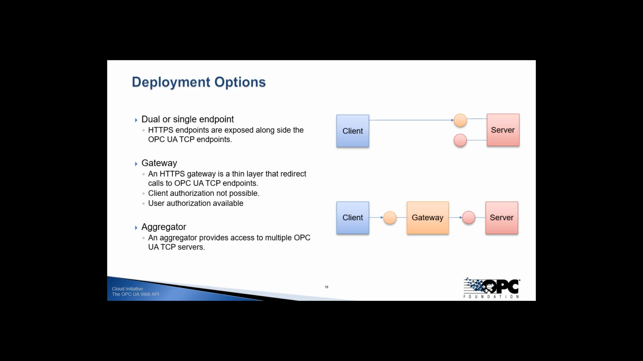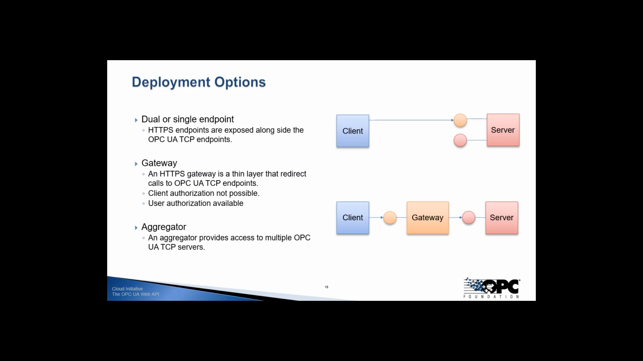So when you're actually looking at deploying the OPC Web API, there's a number of different models you could use. You could have a dual endpoint server where it has the HTTPS endpoint side by side with the UA TCP endpoint. So the clients that just support the HTTPS endpoints can come in and use it, but it's all operating on the same underlying objects, underlying services.